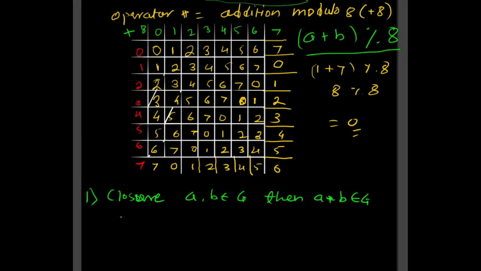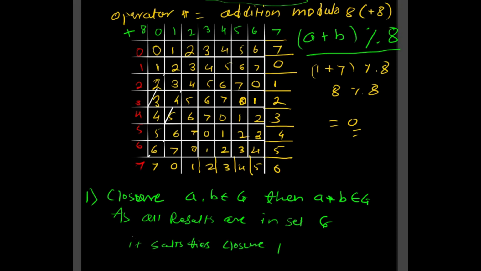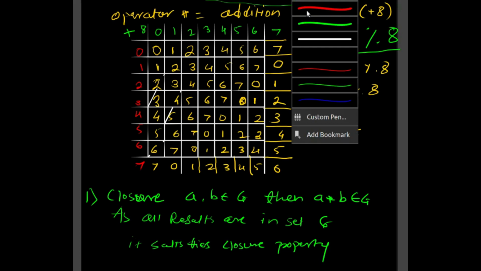So what you will write here is: all results are in set G under the operation, so it satisfies the closure property. Okay, so this is satisfying the closure property. Now let us check the next property.